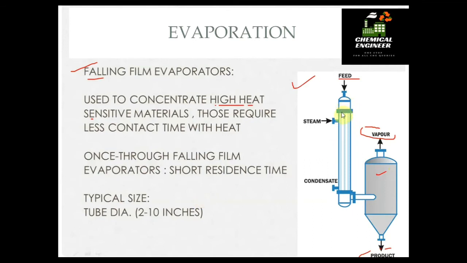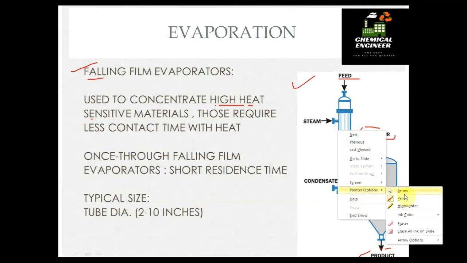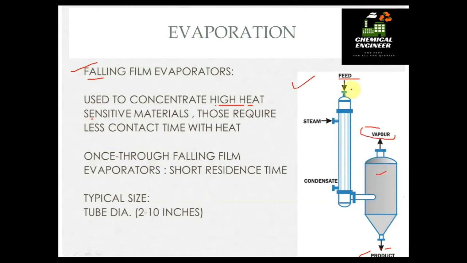The difference between the first and this one is the different arrangement for passing the feed: here we pass it from top to bottom, while in the previous case we passed it from bottom to top. In this type of evaporator, we generally evaporate solvents or feeds that require less contact time, or a short residence time. The typical tube diameter here is larger than that of the previous one, 2 to 10 inches.